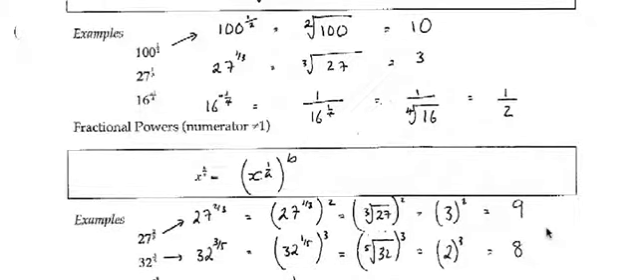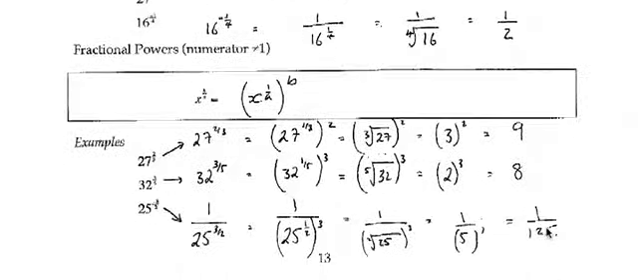Now in the last example we put everything together, so freeze the screen, have a try at it. And you should have got 1 over 125. Okay, so I've dealt with the minus first, just as the same as I did in this example here, so that's 1 over 25 to the 3 over 2.